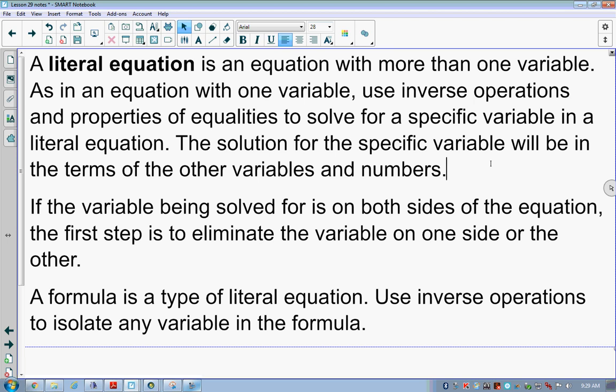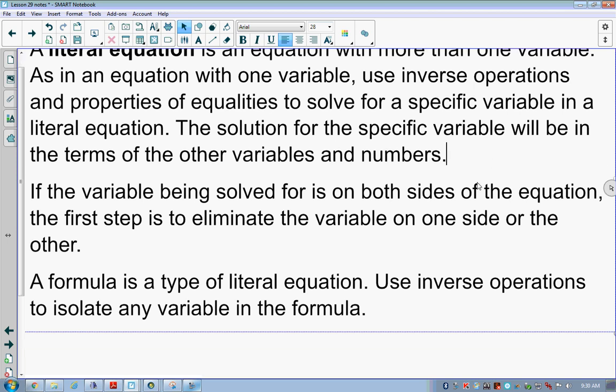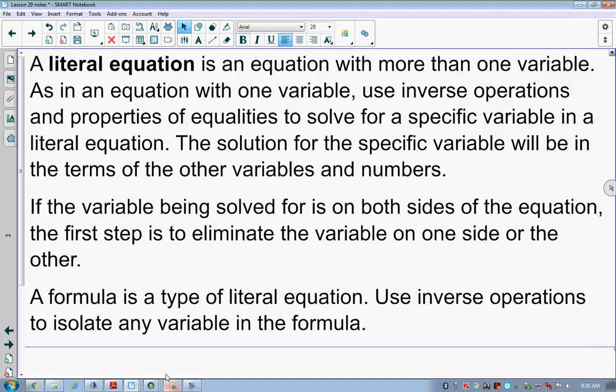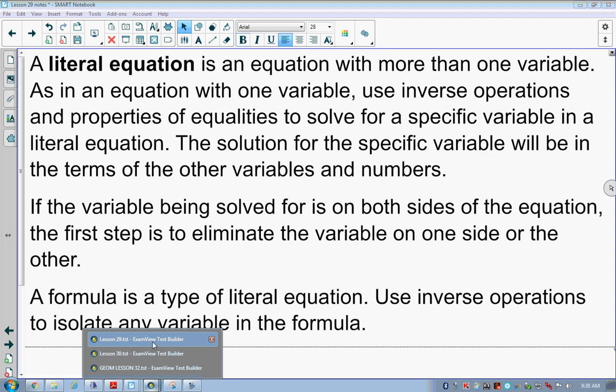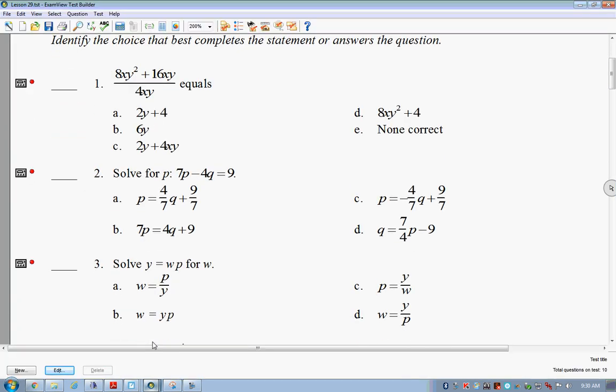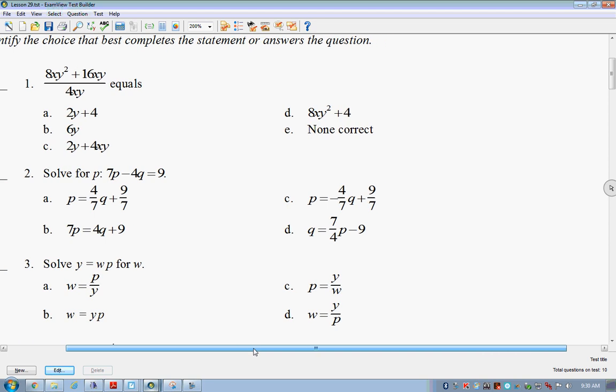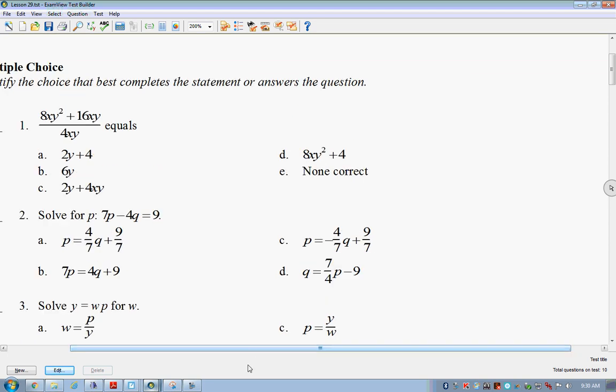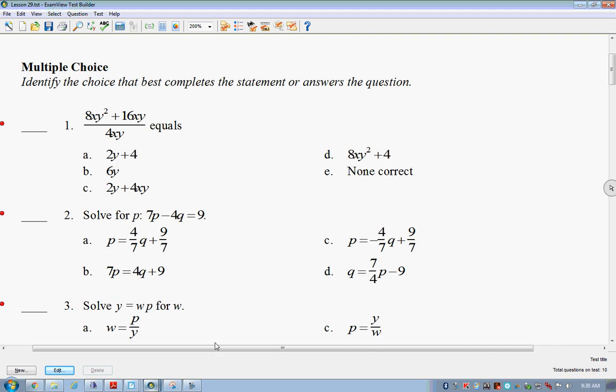A formula is a type of literal equation. We use inverse operations to isolate any variable in the formula to solve for it. That's it in terms of notes. So let's see if I can. All right. Okay, I think I've got the right stuff here.